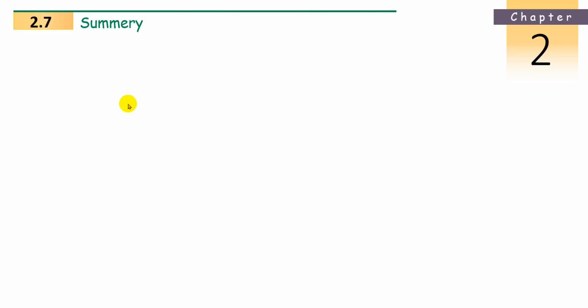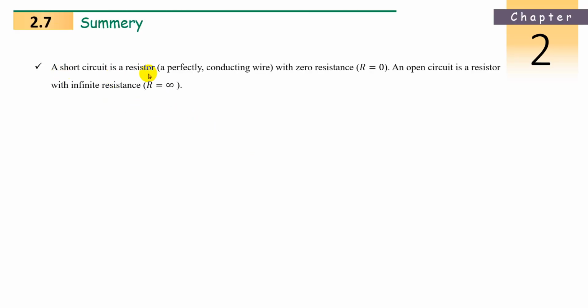So now let's have some summary again. A short circuit, what is a short circuit? It is a perfectly conducting wire with resistance 0. Whenever you ask what is a short circuit, it means R must be 0, all electrons are freely allowed to pass, no stoppage. And what is an open circuit? It is called infinite resistance, R is equal to infinite, meaning no electrons pass, they are stopped. So this is open and short circuit.